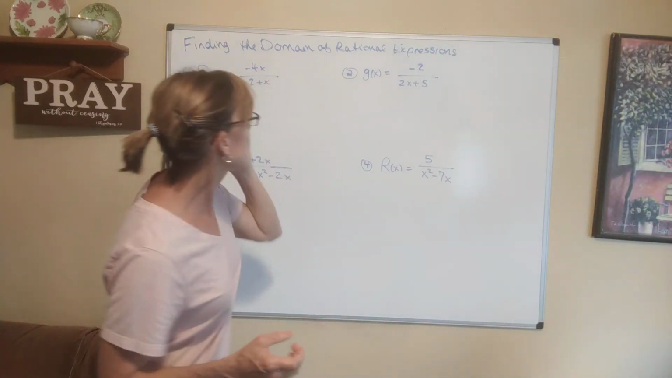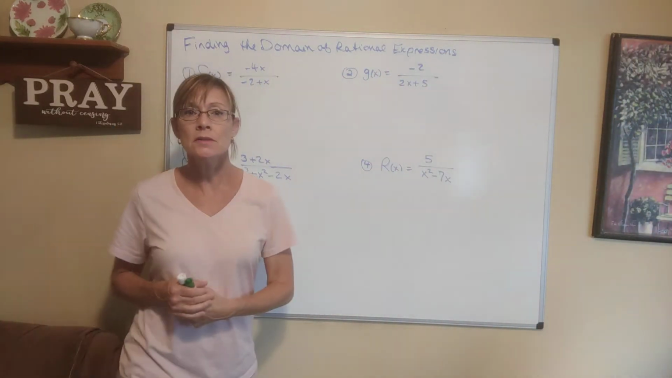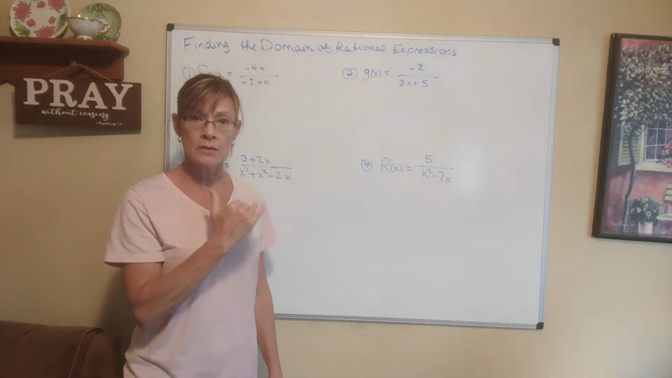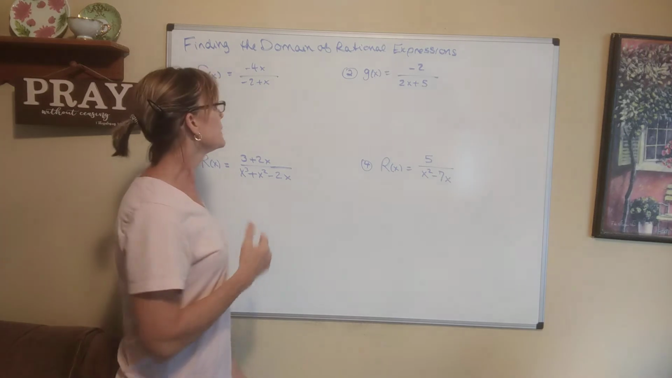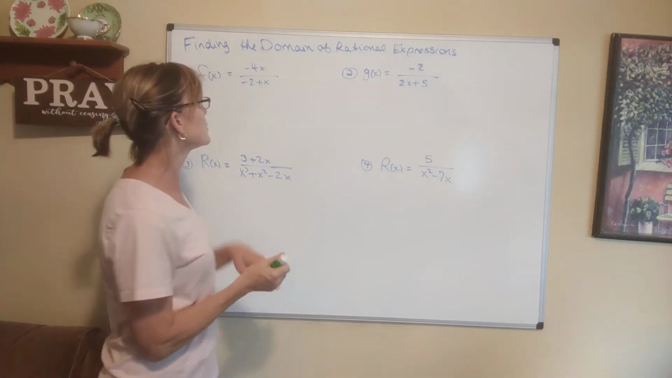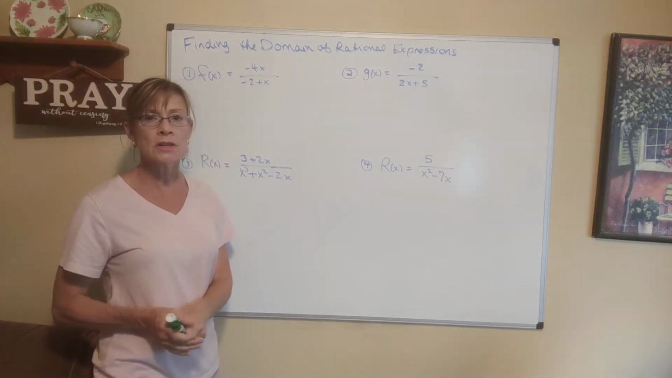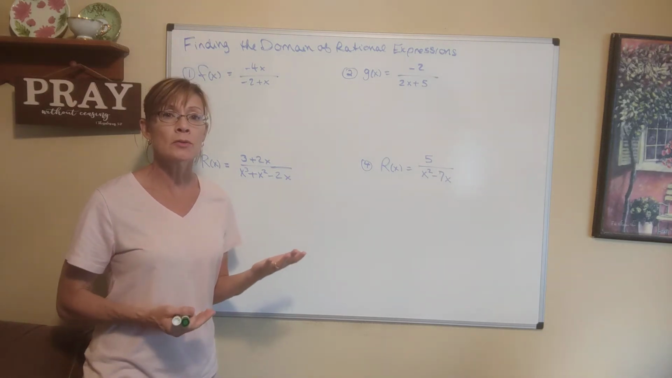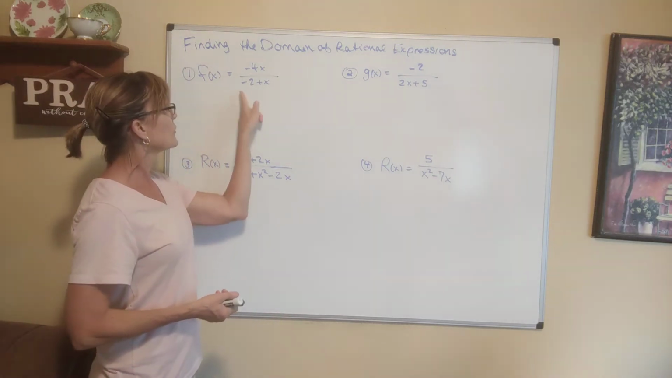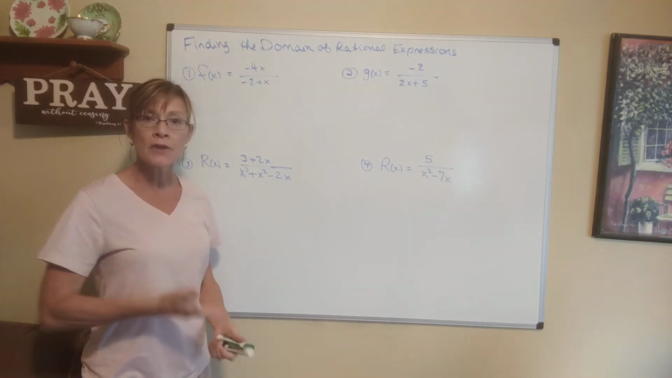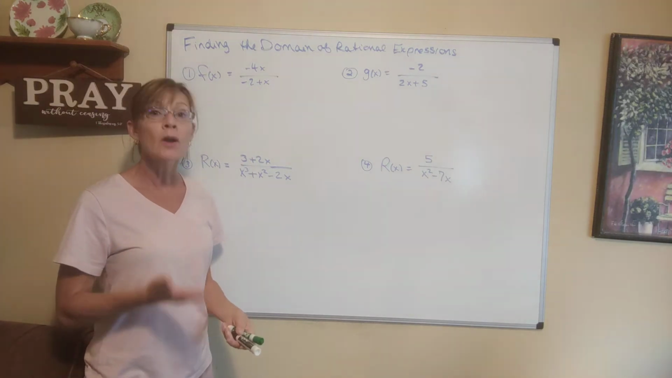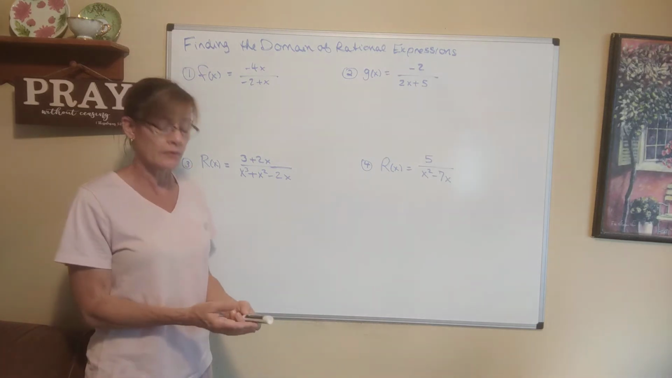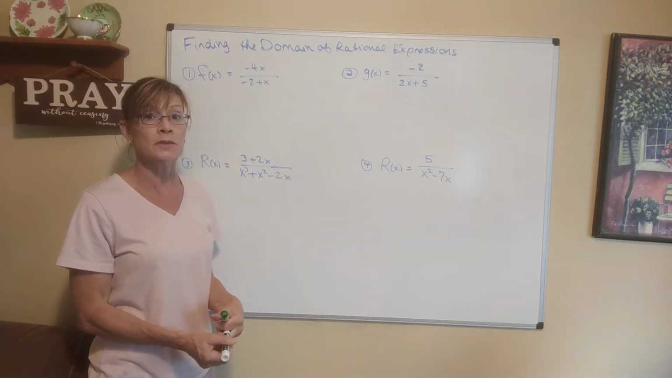This video is about finding the domain of rational expressions. A rational expression is just a polynomial divided by another polynomial. The domain for a division problem, which is what a rational function is, is any number that you can put into this without dividing by 0. Since we divide by the denominator, we have to make sure that the denominator never equals 0. So that's what we look at when we're trying to find the domain of a rational expression.